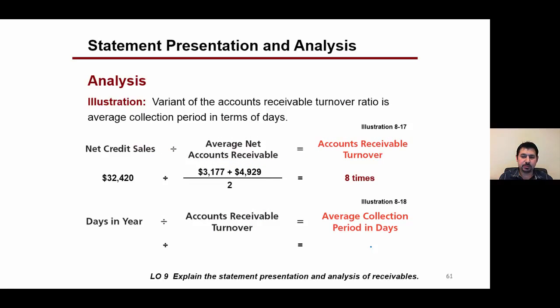Sometimes companies also decide to look at the average collection period in days, and this ratio tells us how many days it takes a company to collect its accounts receivable. We do that by dividing 365 by the accounts receivable turnover. So in this case, that was 365 days divided by 8 times, and that would give us 46 days, which is to mean it takes Cisco 46 days on average to collect its accounts receivable.